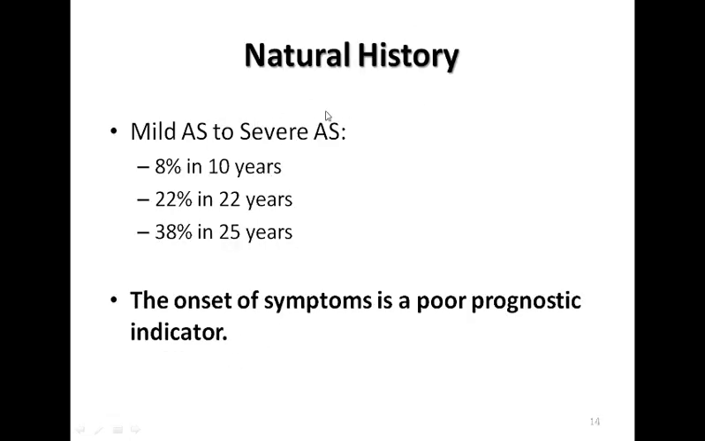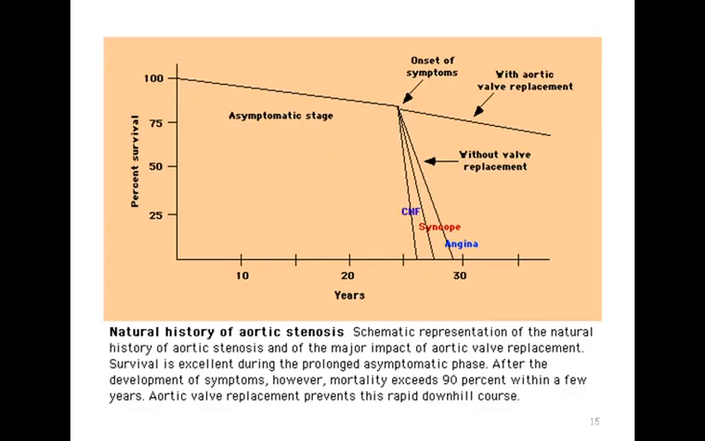So what is the natural history? From mild aortic stenosis to severe aortic stenosis, 8% of people in 10 years' time develop severe aortic stenosis. 22% of people progress from mild to severe within 22 years' time, and by 25 years about 38% of mild aortic stenosis will develop to severe aortic stenosis. And the onset of symptoms is a poor prognostic indicator. Symptoms like syncope, angina, and faintishness are bad prognostic signs.